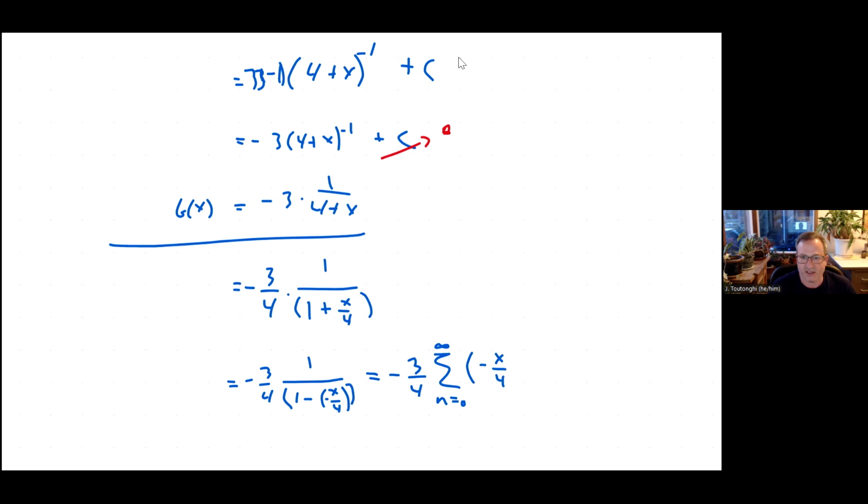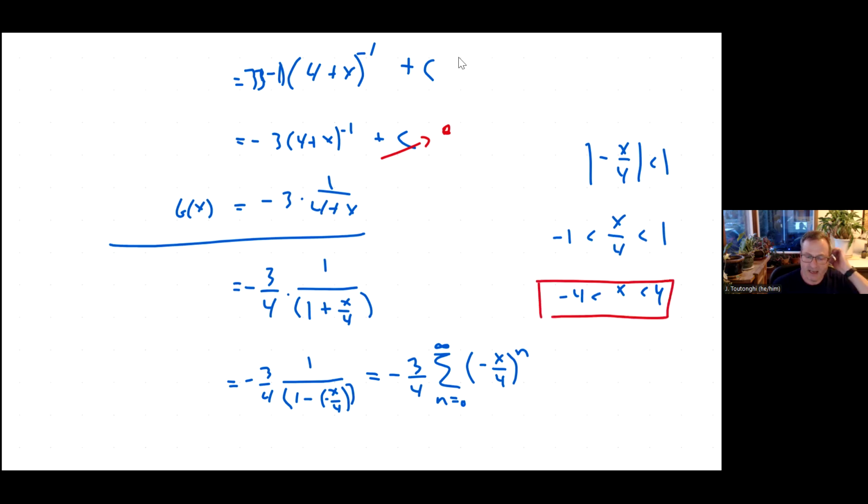And that's converging when the absolute value of negative x over 4 is less than 1. I'm going to ignore the negative and go x over 4. I can do that because it's the absolute value. So x over 4 is between negative 1 and 1, and therefore x is between negative 4 and 4. That's going to be my interval of convergence for all the functions. Okay.